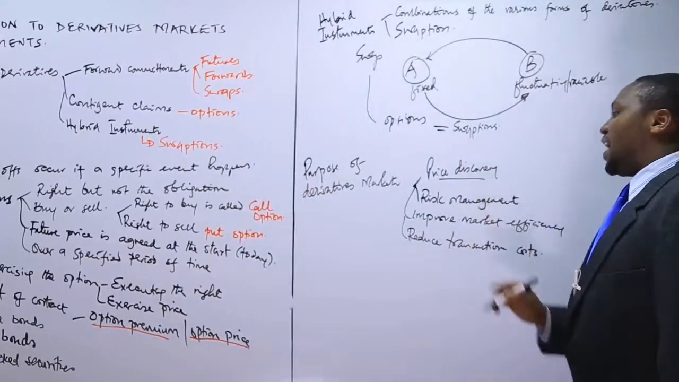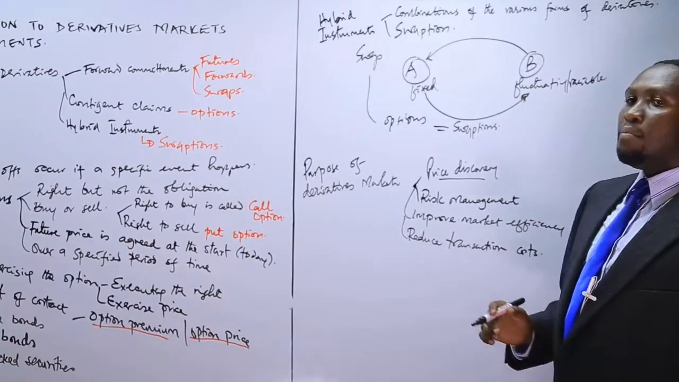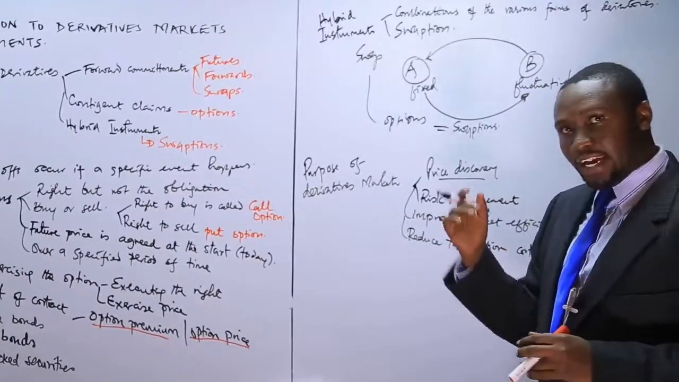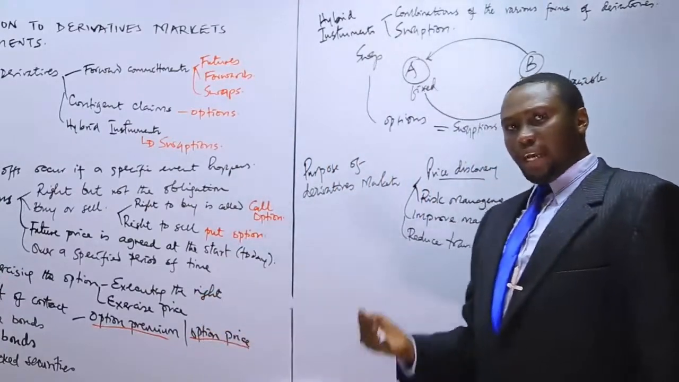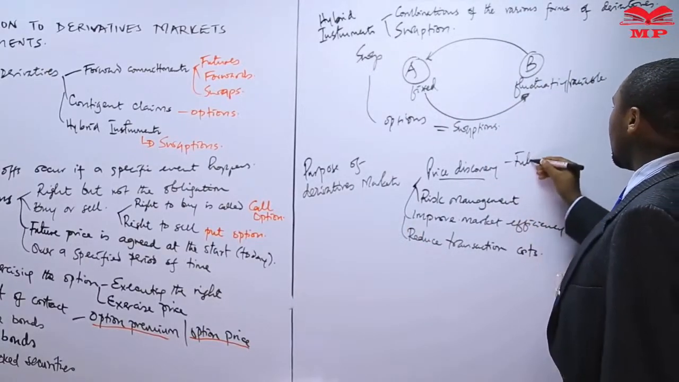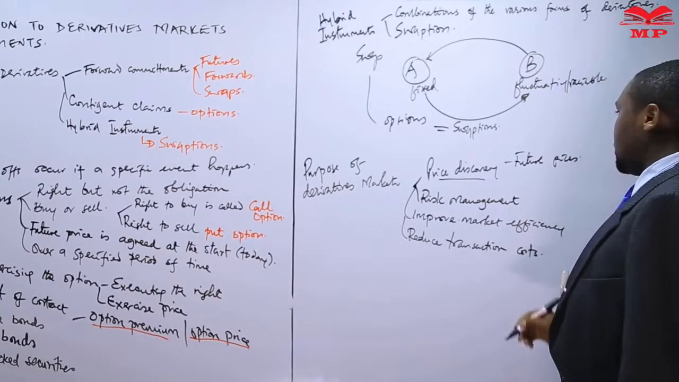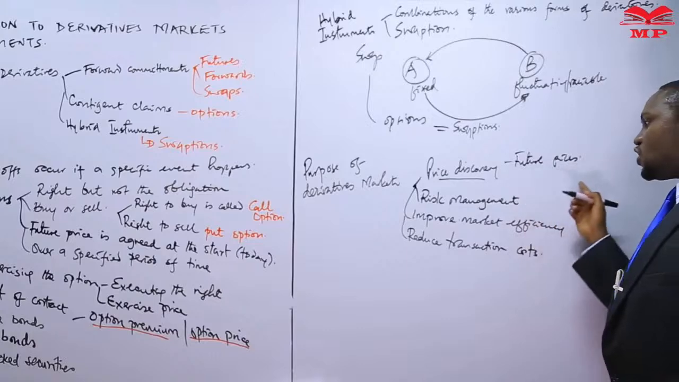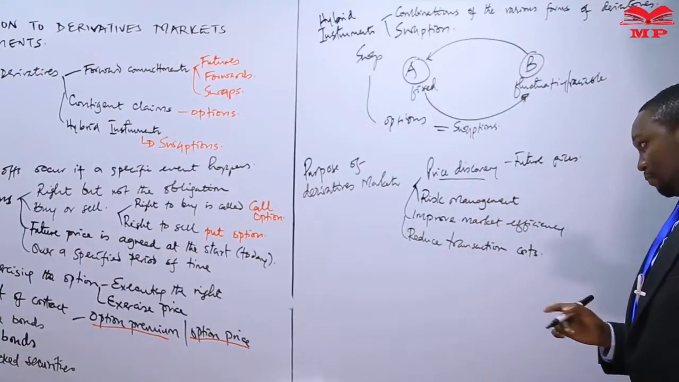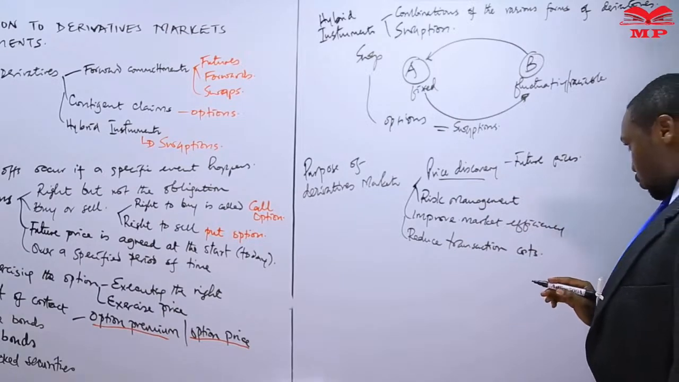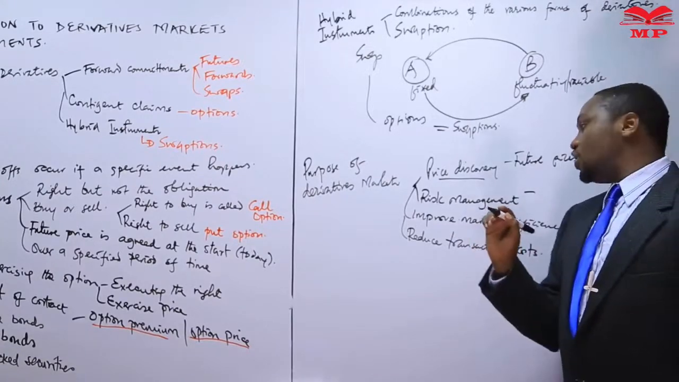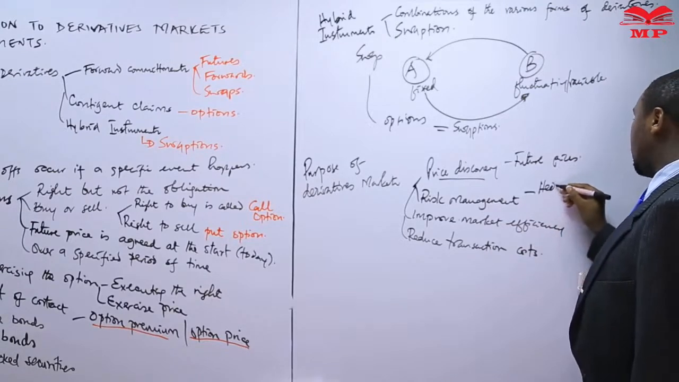So what do we mean by price discovery? We are saying participants to a derivative contract agree today to buy or sell an item at a future price. So when we try to bet about future outcomes, we are able to get what? The future prices, isn't it? When you are able to get future prices, we are getting a feel about the future outcomes, which is price discovery. Derivatives as risk management tools: we know that one of the ways that people can reduce risk is through what? Hedging.